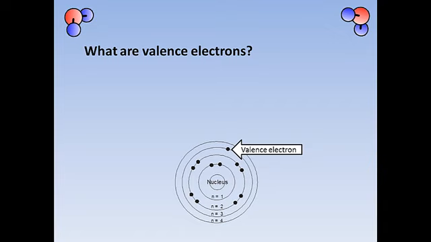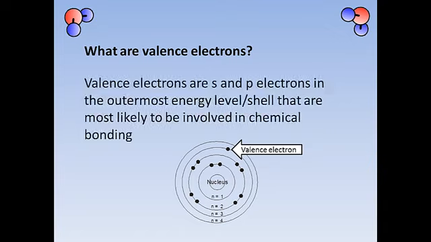What are valence electrons? Valence electrons are s and p electrons in the outermost energy level or shell that are most likely to be involved in chemical bonding.